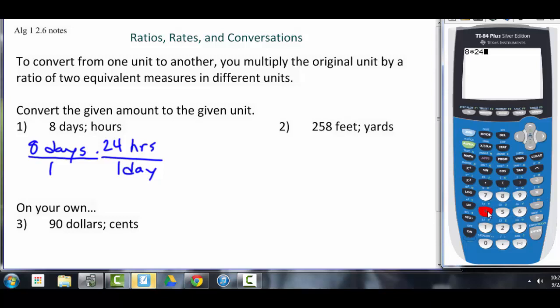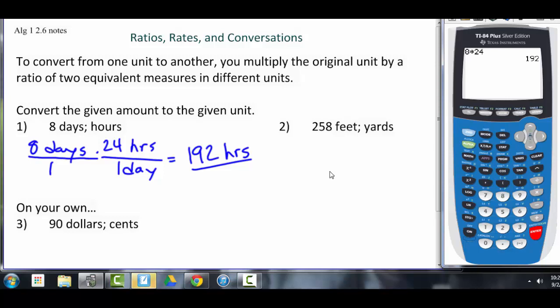And you'll notice that I am using a calculator. You are welcome to do so as well. We are in a new era. And so here we go. 192 hours is the equivalent to 8 days.